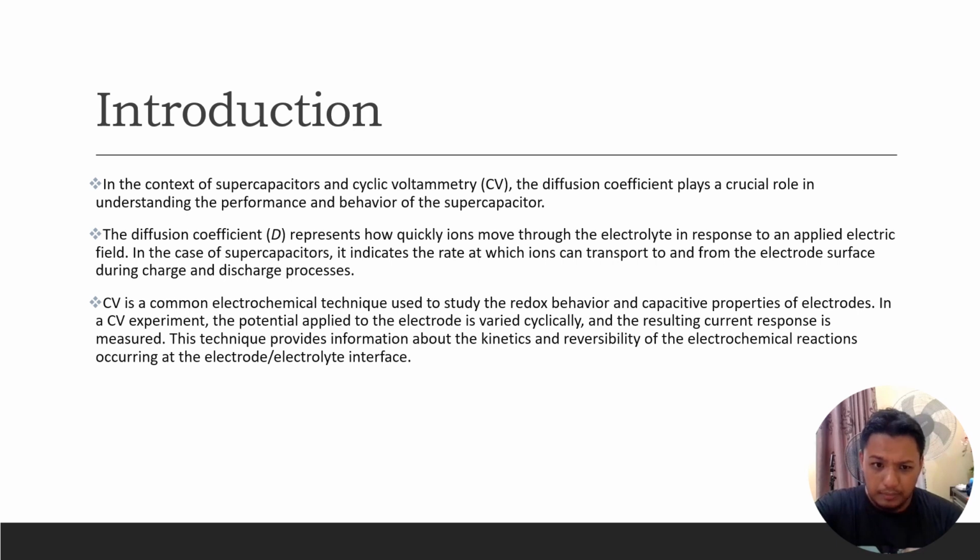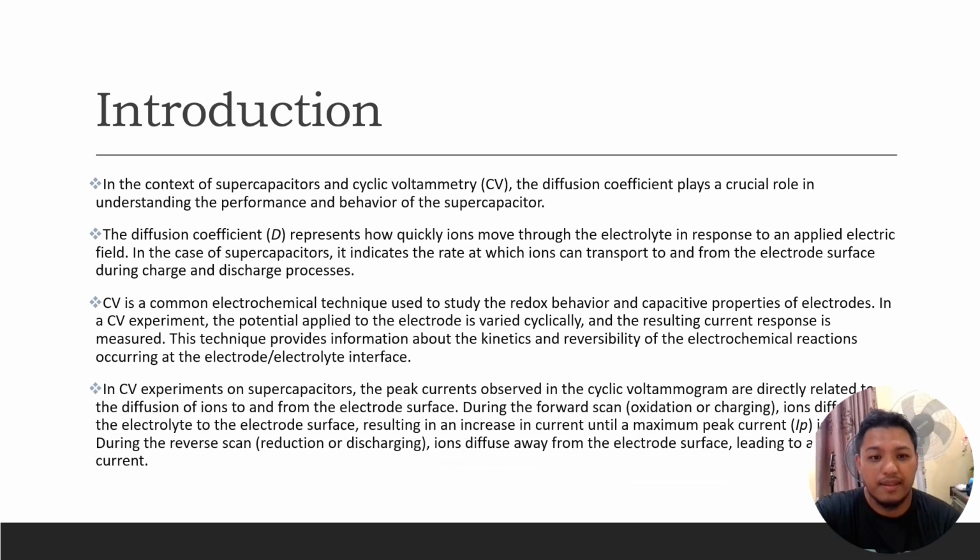This technique provides information about the kinetics and reversibility of the electrochemical reaction occurring at the electrode-electrolyte interface. In a CV experiment on the supercapacitor, the peak currents observed are directly related to the diffusion of ions to and from the electrode surface. So when you observe very intense redox peaks, it's necessary for you to calculate the diffusion coefficient.